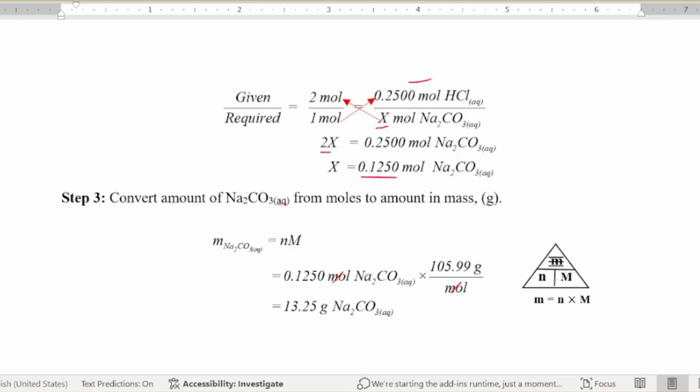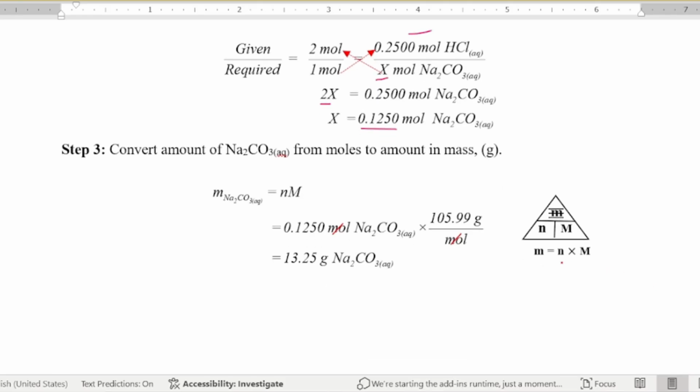And now you can find the mass of that. Mass is equal to number of moles times molar mass. You're given the formula here, and you translate it into that one there. We taught you how to do that already. And that's the mass of sodium carbonate that is used to react.